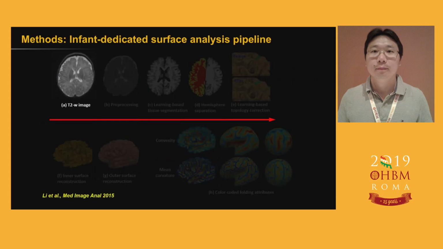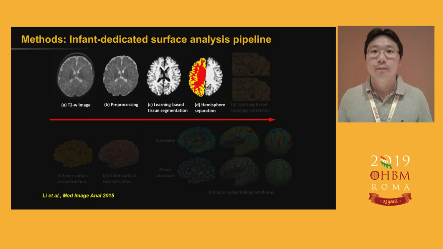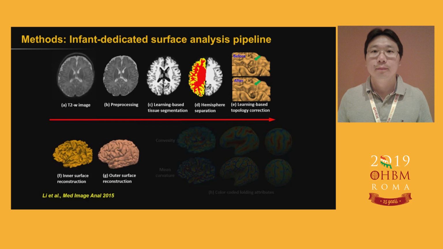For image processing, we use an established infant-dedicated surface analysis pipeline. Given the T1 and T2 structural images, we first remove non-brain tissues and the cerebellum. Then we do deep learning-based tissue segmentation, and we also correct topological errors using a deep learning-based method. After that, we reconstruct the inner and outer cortical surfaces by using a deformable surface model with topology property.